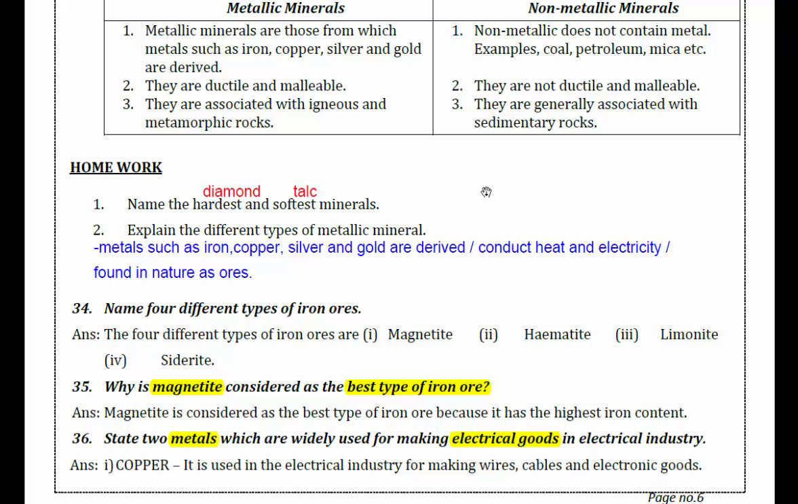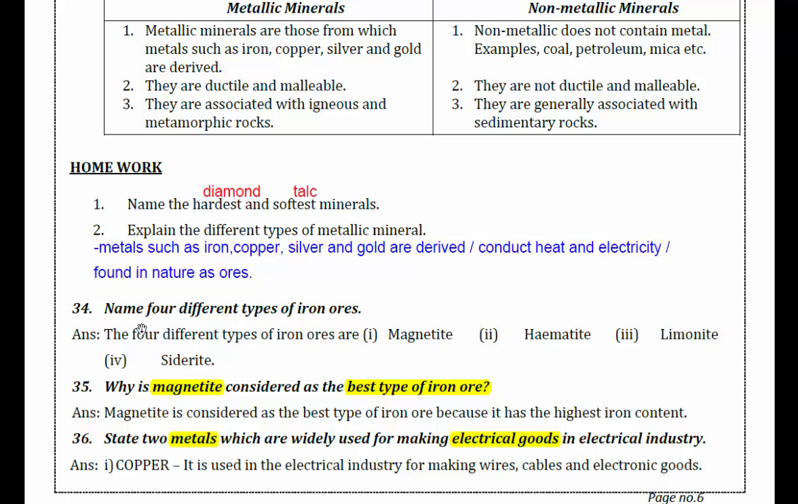Explain the different types of metallic minerals. Metals such as iron, copper, silver, and gold are derived from these metallic minerals. They conduct heat and electricity. And not only that, they are also found in nature as ores. Understand? Types of metallic minerals.